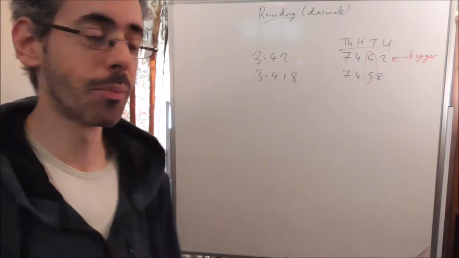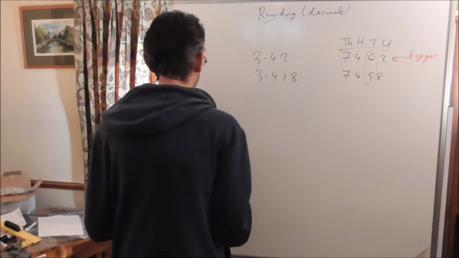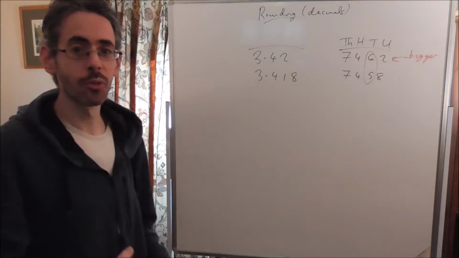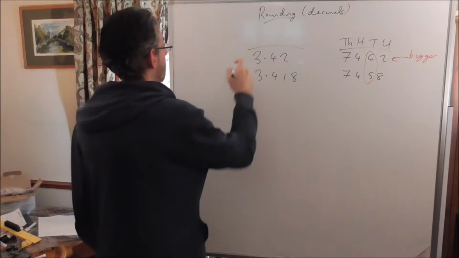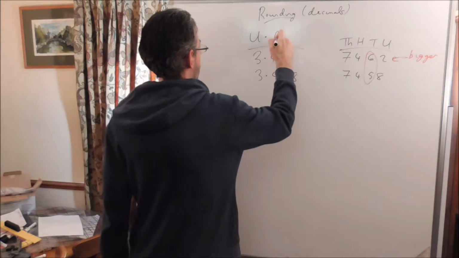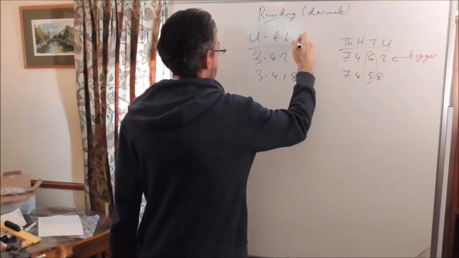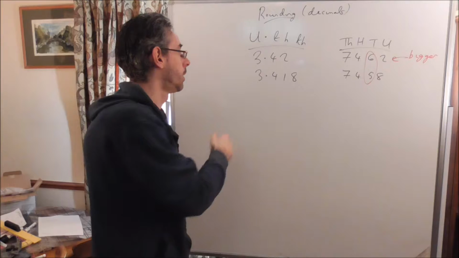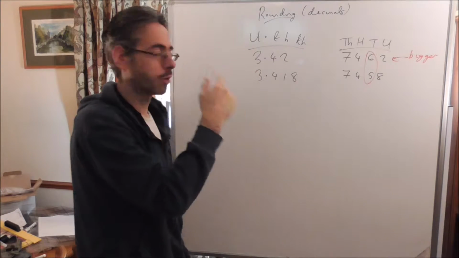So let's do that now. Let's compare these two decimals and see which one's bigger. So have a think to yourself about which one you think is bigger, and then we'll see if you're right. I'll just write the column headings. You've got the units, the decimal point, the tenths, the hundredths, the thousandths. So again, you start on the left at the units column. They've both got 3 units, so you can't tell which one's bigger from that.